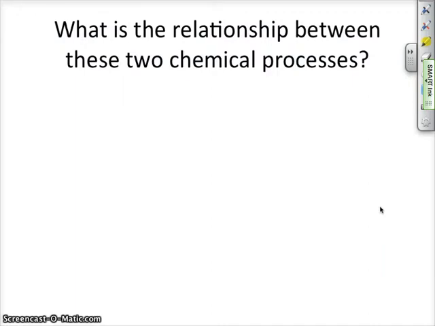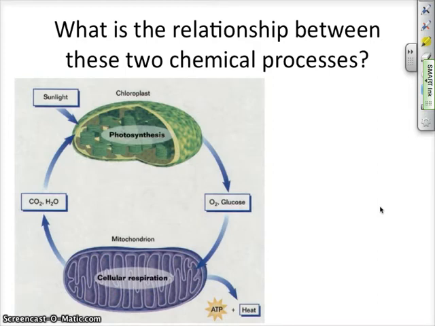What's the relationship between these two chemical processes? If we look at this picture, we see photosynthesis happening in the chloroplast producing oxygen and glucose, which is then used in the mitochondrion for cell respiration, which produces carbon dioxide and water, which is used for photosynthesis. So notice that this is like a cycle. It has a circular shape, and this will continue to happen in order to keep all organisms alive.